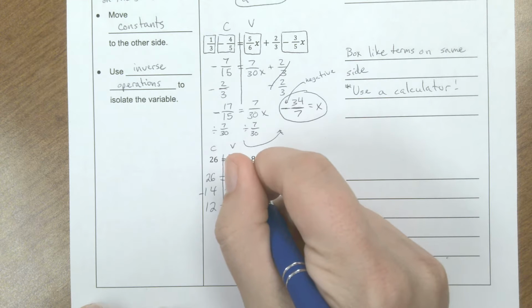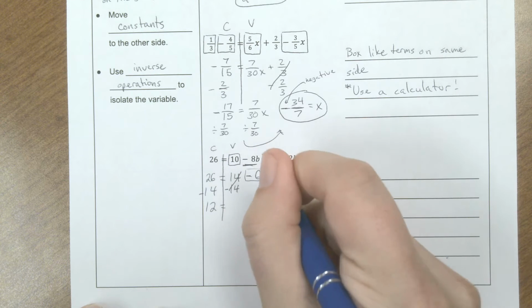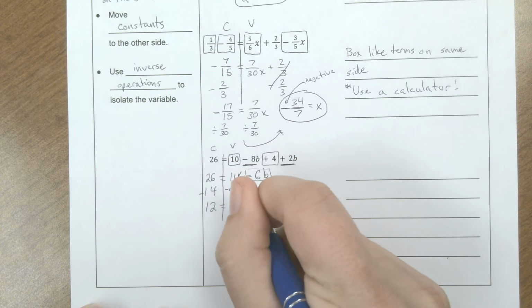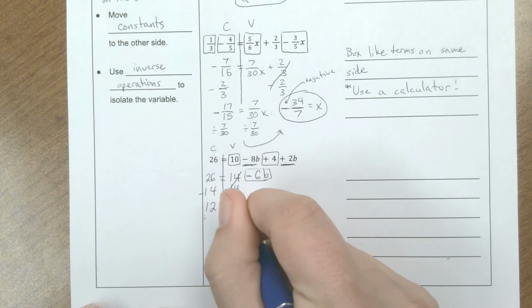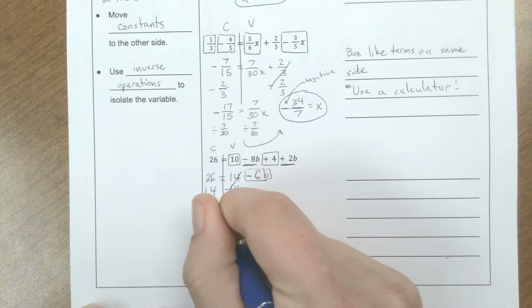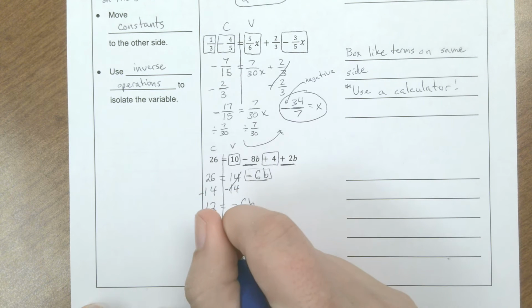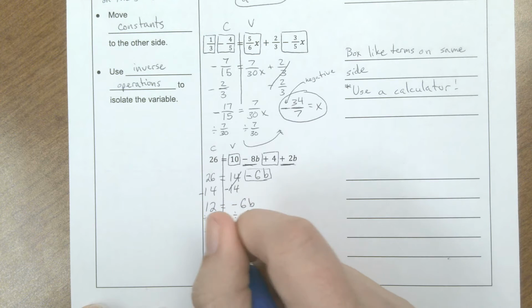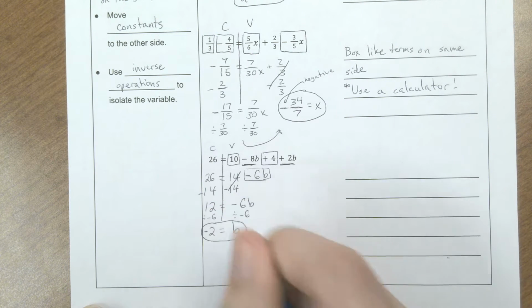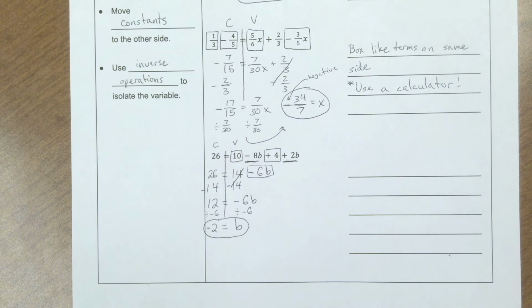These cancel. Don't forget this guy right here is a negative 6b. It'll be negative 6b. I'm going to divide both sides by negative 6 to get 12 divided by negative 6 is negative 2. That is your solution. Okay. All right, on to the backside.